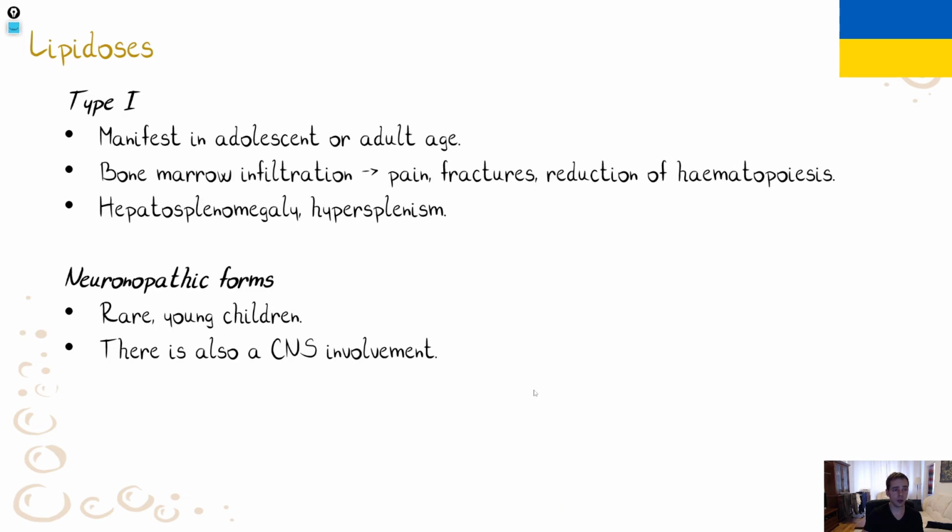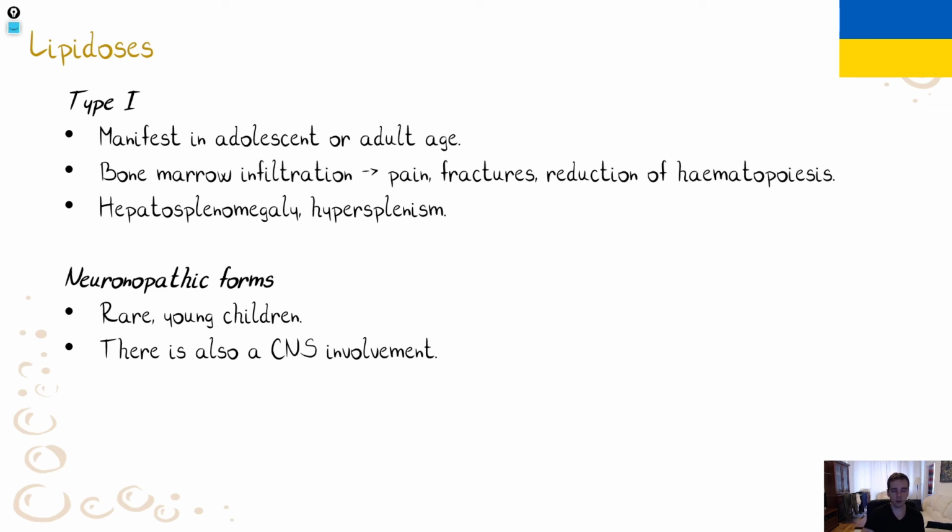We can subclassify Gaucher into type 1 and then into neuronopathic forms. Type 1 manifests usually in adolescent or adult age, and the infiltration or damage of organs of reticuloendothelial system dominates here. There is a hepatosplenomegaly with hypersplenism, because if the spleen is enlarged, it has a tendency to hyperfunction. So those patients can be prone to thrombocytopenia, for example. And there is also infiltration of bone marrow, which can lead to pathological fractures, pain, and sometimes the hematopoiesis can be reduced as well.